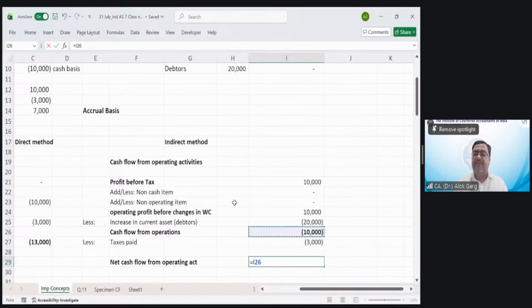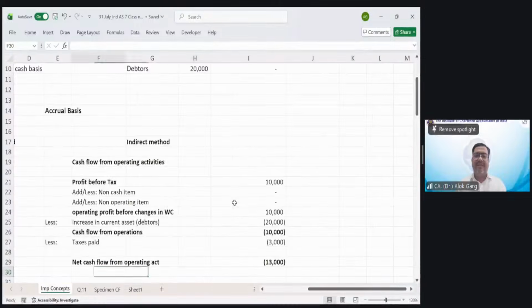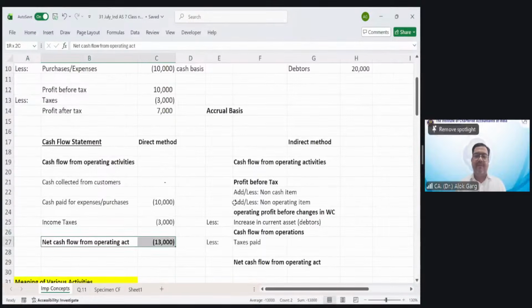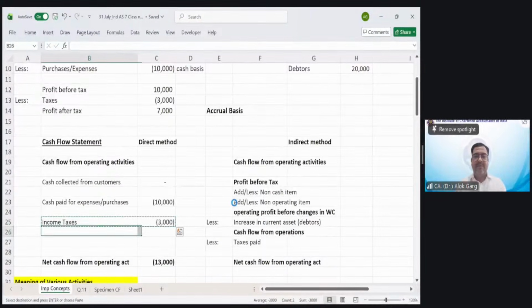My net cash flow from operating activity is 13,000 crores. Friends, tell me whether you prepare the operating activity cash flow by direct method or by indirect method, does it have to be the same or not? The net cash flow from operating activity has to be the same. You can see it was 13,000 crore as per the direct method also. It is 13,000 crore as per the indirect method also. 13,000 crore as per the direct method, 13,000 crore as per the indirect method.